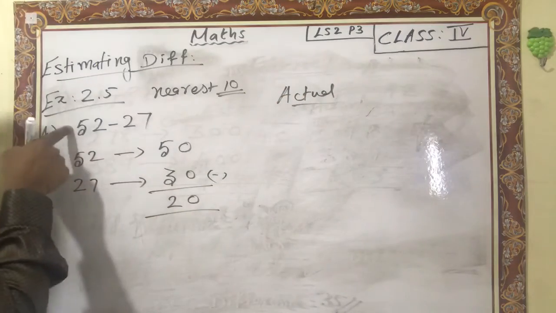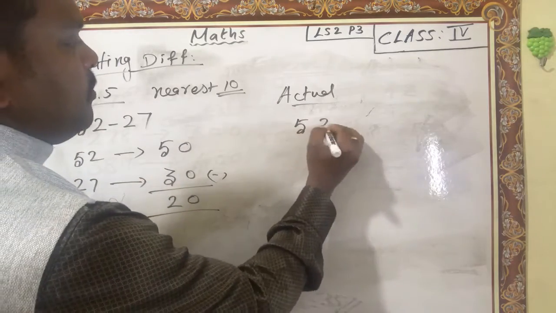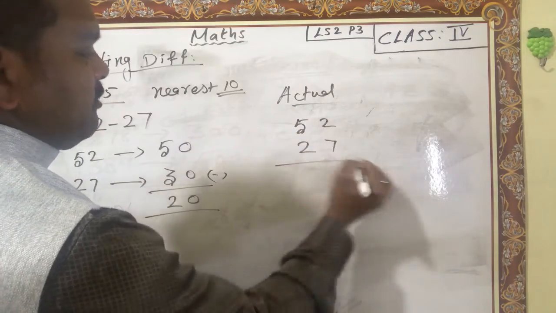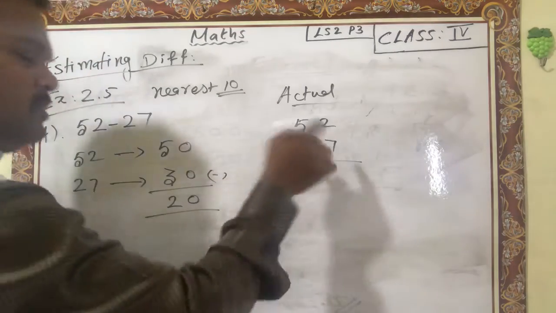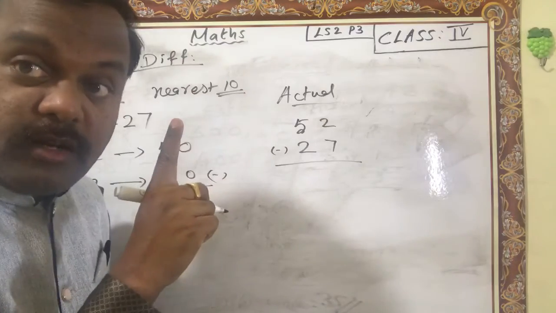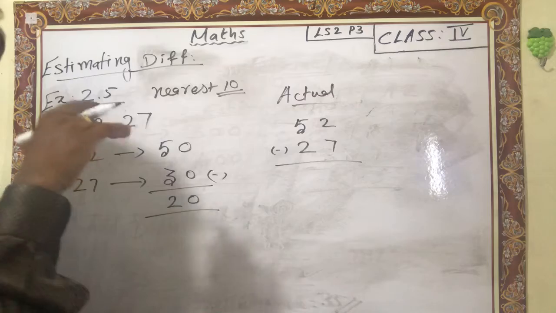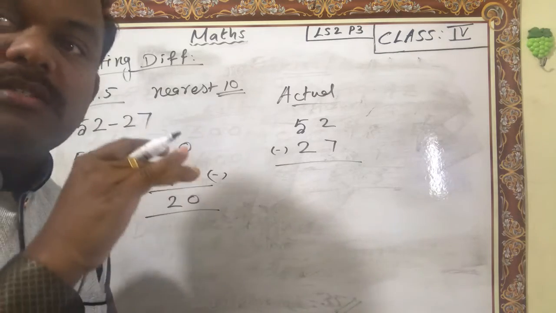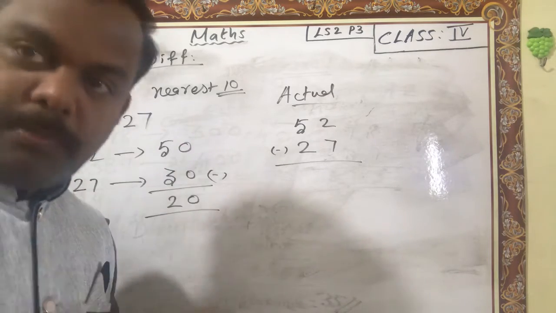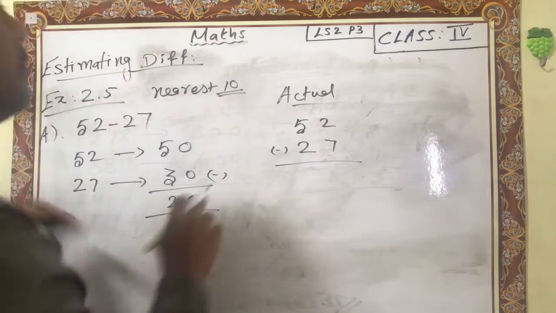Next, actual subtraction. 52 minus 27. Normal subtraction. In exercise 2.5 we did addition. That is estimating sums. Sum means add. Difference means subtract. Product means multiplication. Understood?